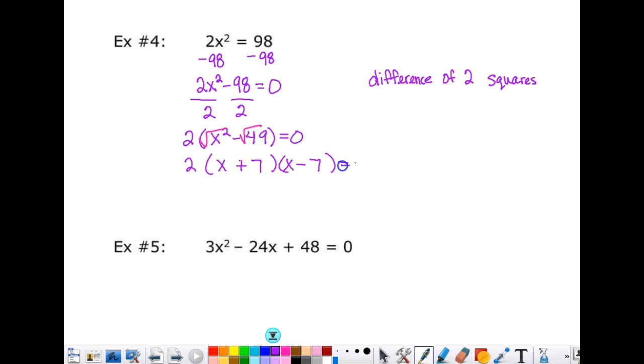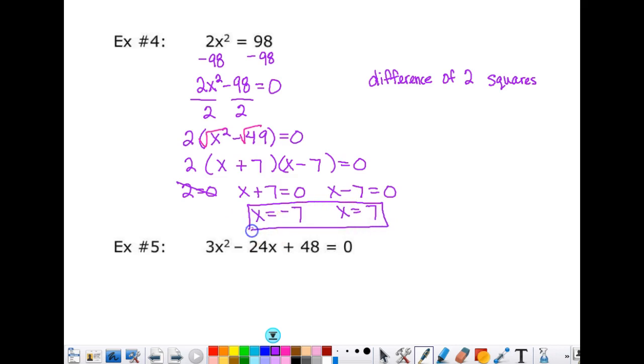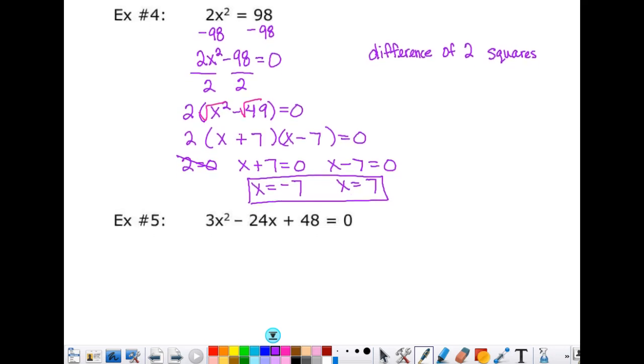Equals 0. So 2 equals 0, x plus 7 equals 0, and x minus 7 equals 0. So 2 equals 0 goes away. What's x? Negative 7 and positive 7. So this parabola crosses the x-axis at negative 7 and positive 7. Questions on that one? Okay.